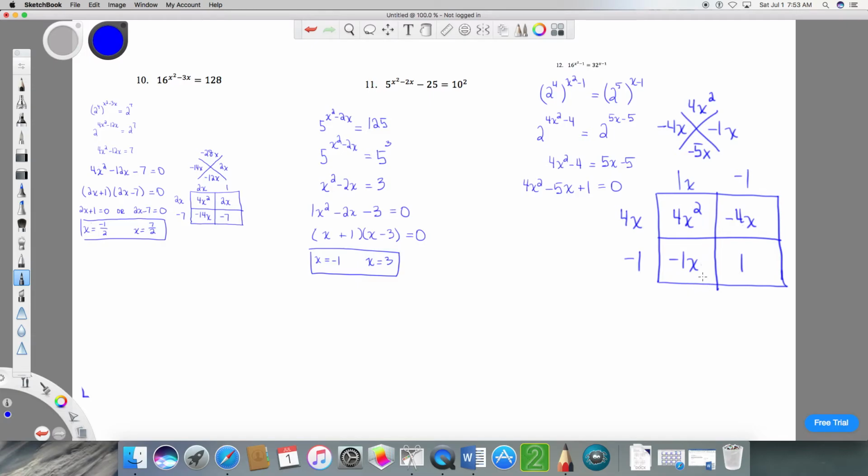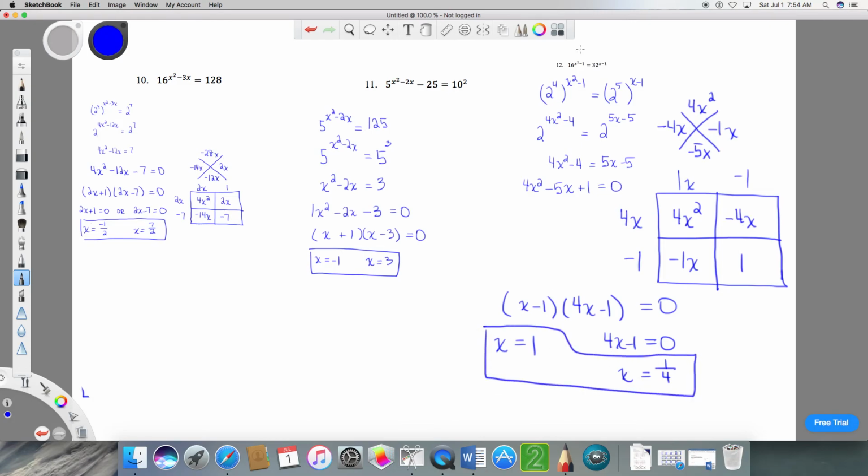So everything looks good. So that means I can rewrite this equation. I can rewrite the left-hand side to be x minus 1 times the quantity 4x minus 1, and that equals 0. So here we can easily see that x equals 1, and here, if you have to write it out, it's 2 steps. Add 1 and divide by 4. And here we have our 2 solutions for this number 12.